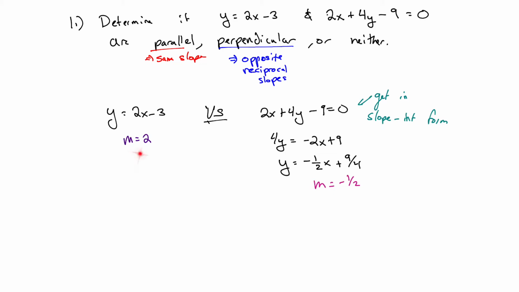So they're not the same number, right? This is 2, that's negative 1/2. They're definitely not the same number, so they're not parallel. However, the opposite reciprocal of this would be, since this is 2 over 1, 1/2, but we want the opposite in its sign, so it's negative. So these are opposite reciprocals, which means that these are perpendicular. And that goes for question 1. And we move on to question 2.